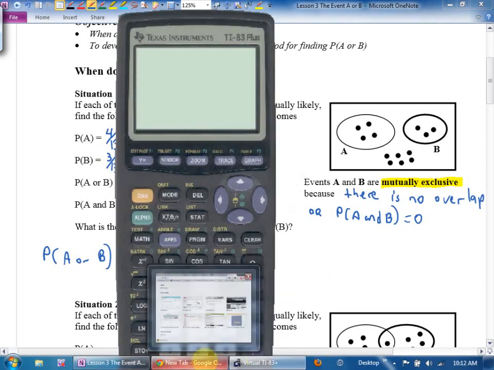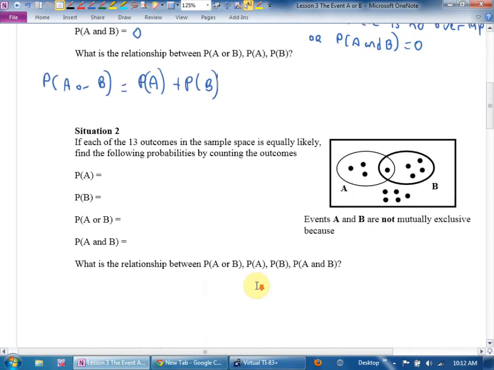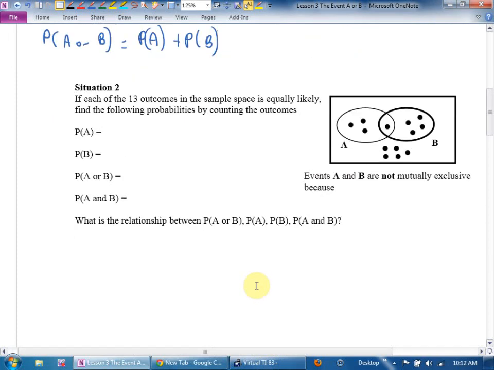Situation 2. So we have another lovely Venn diagram. What's the probability of A here? Don't say 3 out of 13 because it's not. There are still 4 dots in this circle. What's the probability of event B? 5 out of 13. What's the probability of event A or B? How many dots are in one or the other or both? 8 out of 13. What's the probability of A and B? What's the overlap? 1 out of 13.